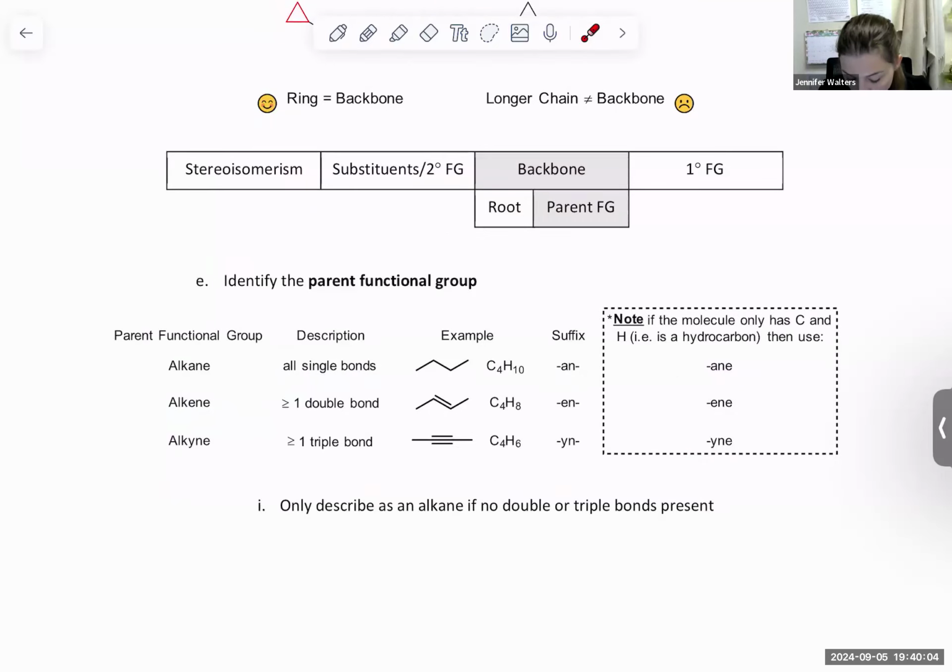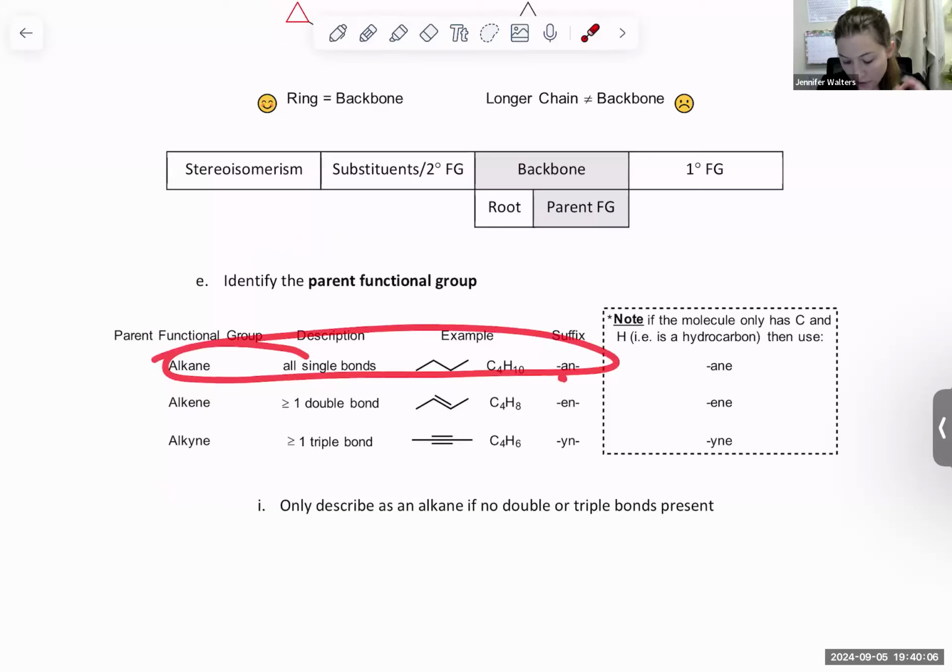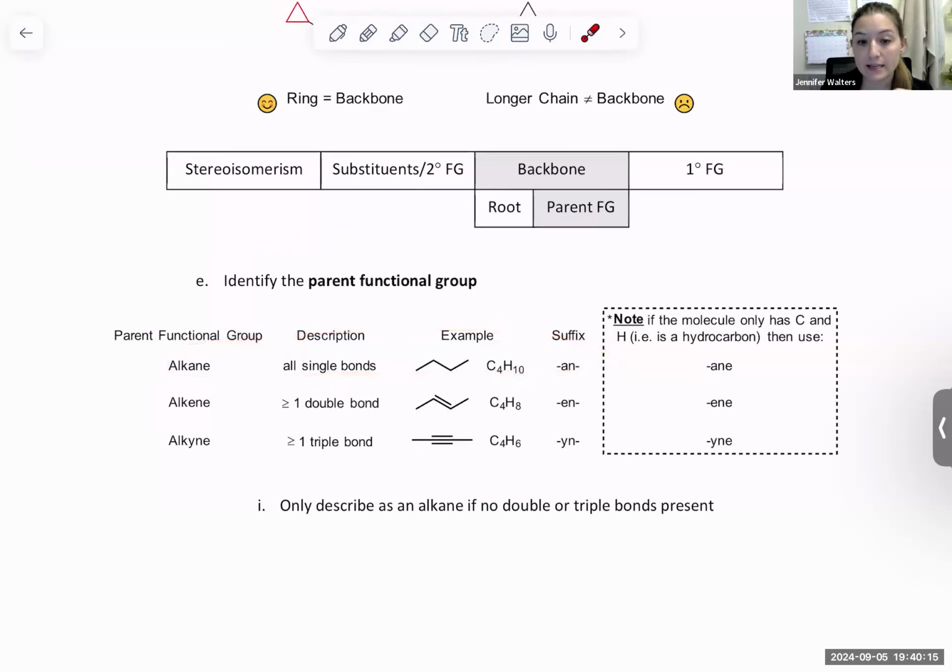You will only choose the alkane if there is no double or triple bond. If you have a double bond or a triple bond, you automatically become the alkene or alkyne. Alkane is that bare minimum to be an organic molecule. We're not going to use alkane as our parent functional group unless there is no double bond or triple bond.